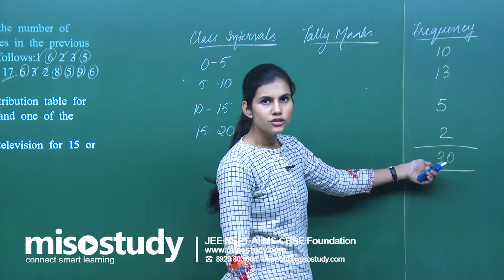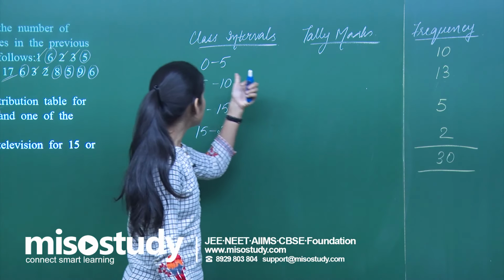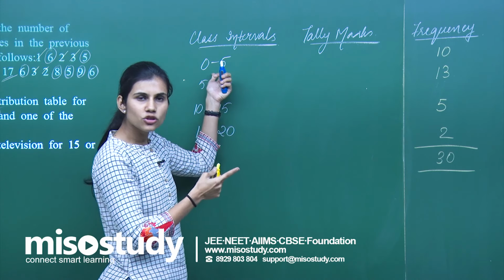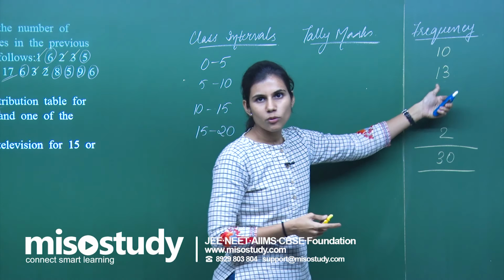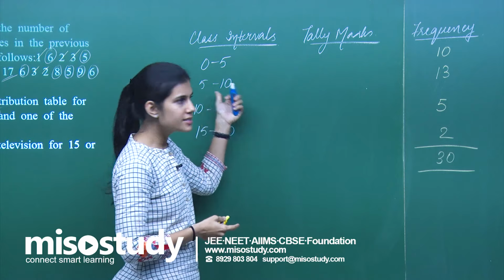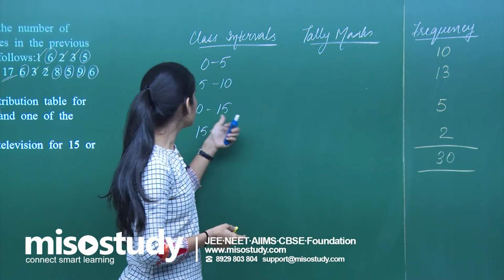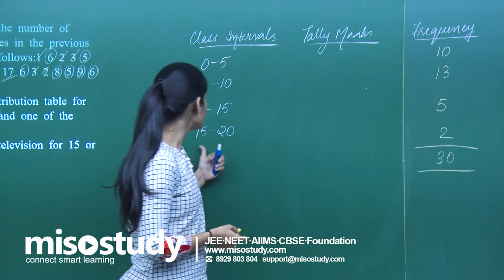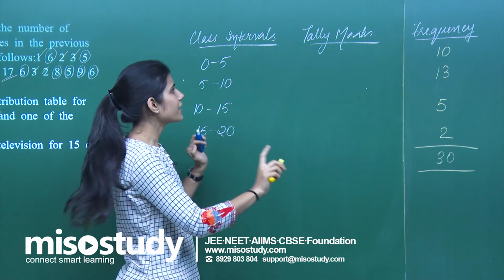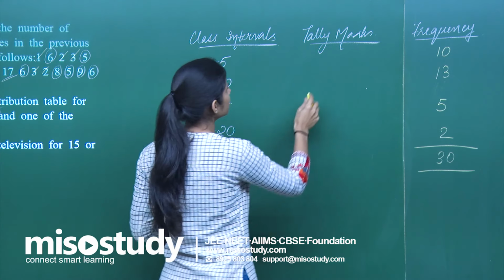So out of 30 children, 10 children are watching television in this range of hours, 13 children are watching television for this range of hours, 5 are watching for this range of hours and 2 are watching for this range of hours. This is my group frequency distribution. Let's just draw the tally marks.